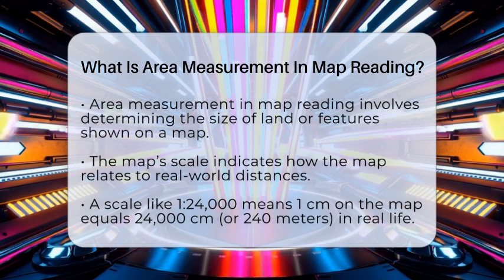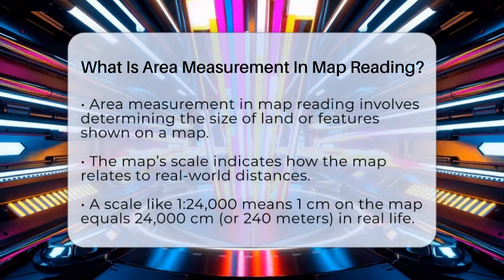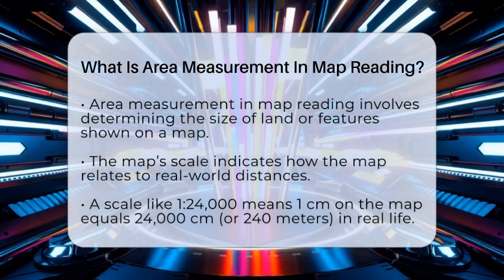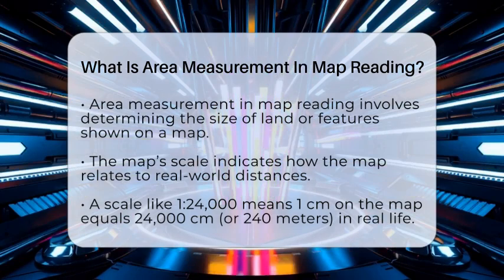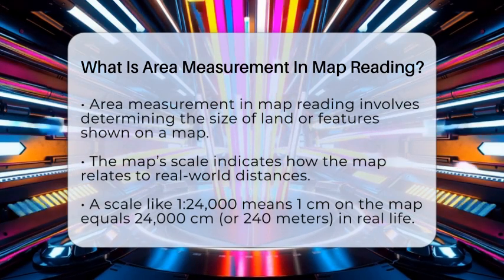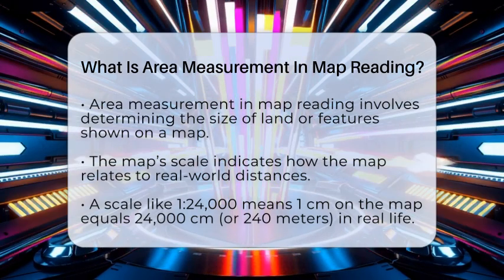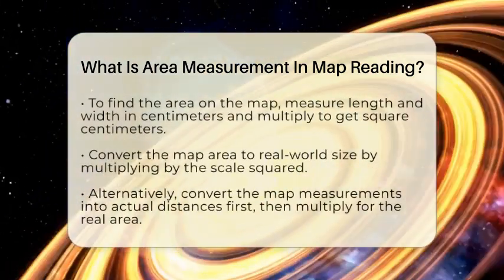A map scale shows the relationship between a distance on the map and the actual distance on the ground. For example, if a map has a scale of 1 to 24,000, it means that 1 centimeter on the map equals 24,000 centimeters in real life. That's 240 meters. When measuring area, we work with 2 dimensions, so we need to think about squared units.